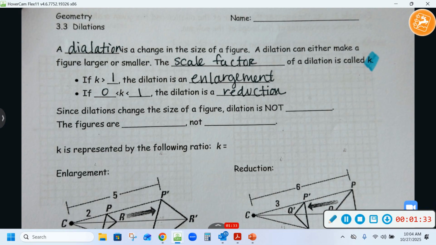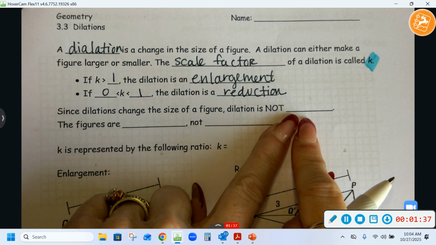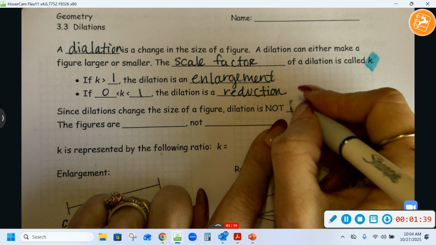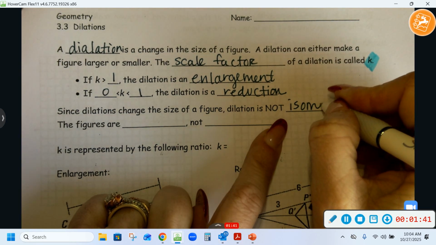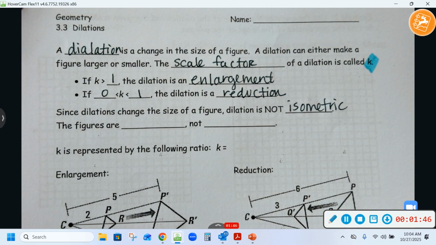Okay? All right. Since dilations change the size of the figure, dilation is not isometric. Good. So not isometric, or isometry, whatever you want.